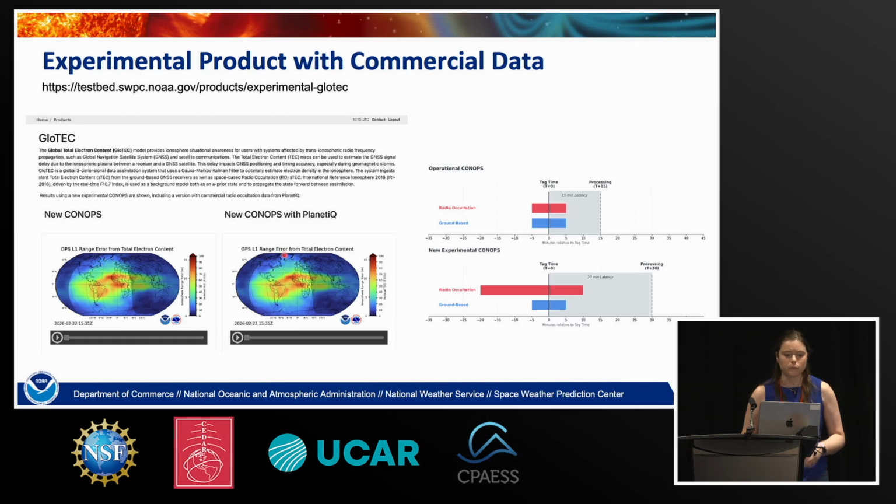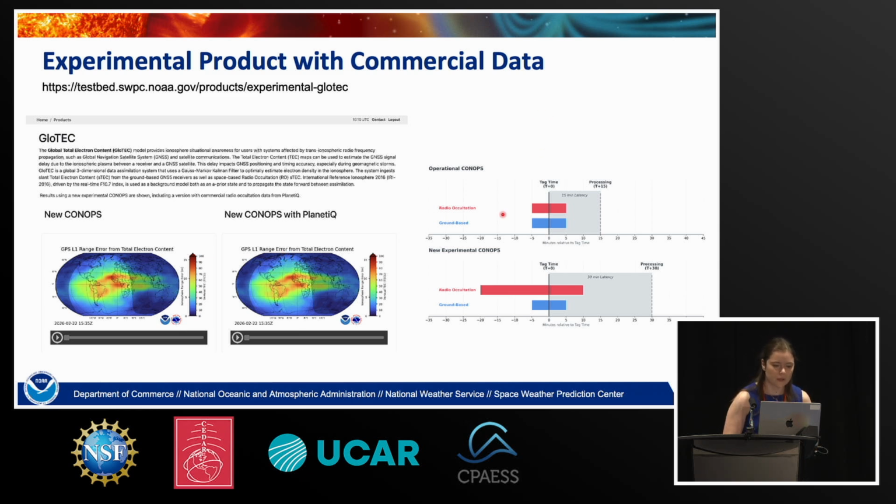So this is our new experimental data product on SWPC's testbed. You can view our current nowcast using that, which includes the Planet IQ data. The other thing that we've added into this version of the model is that we've changed the ConOps a little bit.